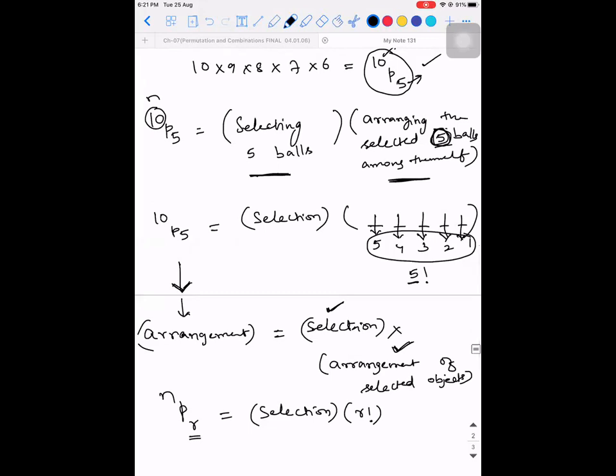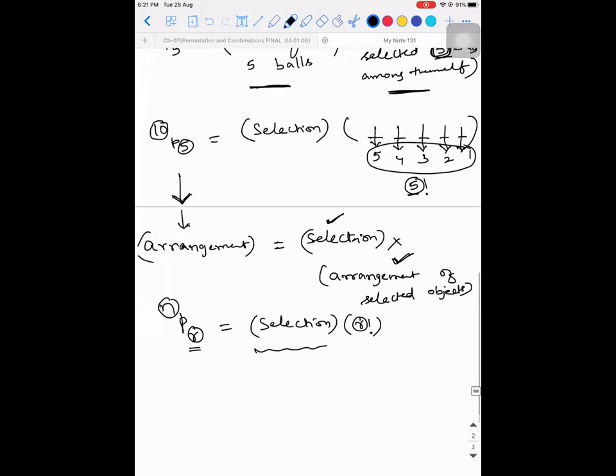So I've taken an example. Instead of 10, it is n. Instead of 5, it is R. So nPr is equal to selection into 5 factorial, which is nothing but R factorial. I'm coming in the reverse process. Instead of teaching you the formula, I'm actually deriving this. Are you guys able to understand till here?